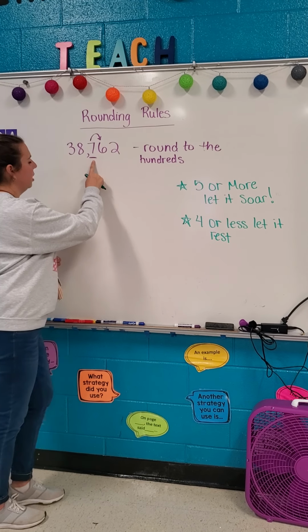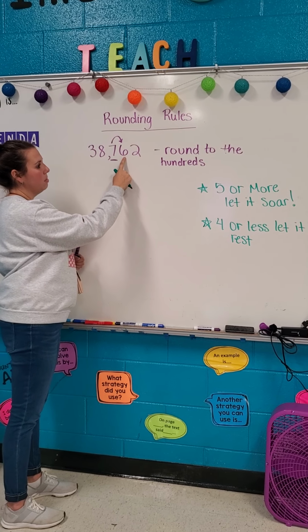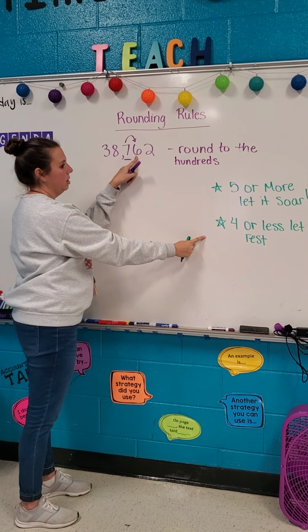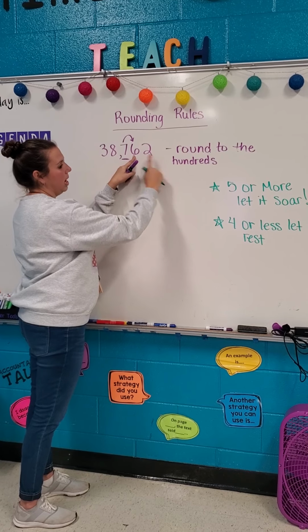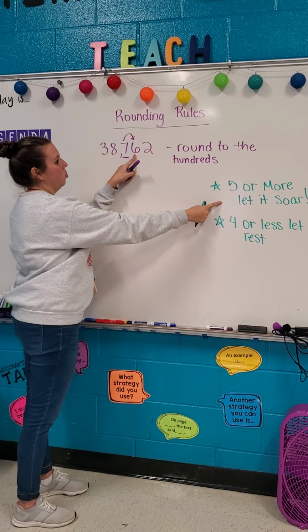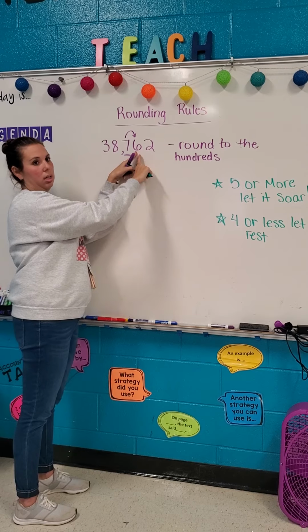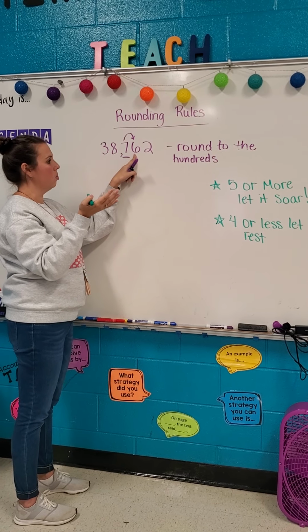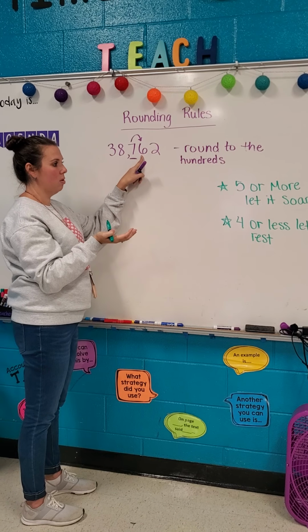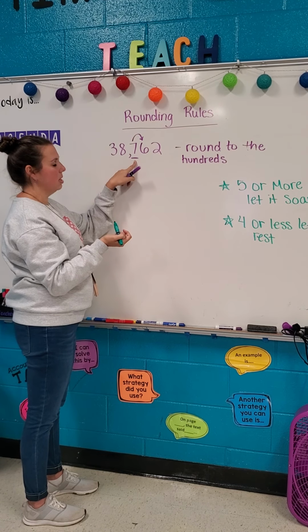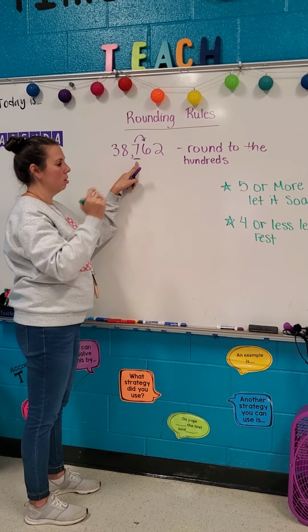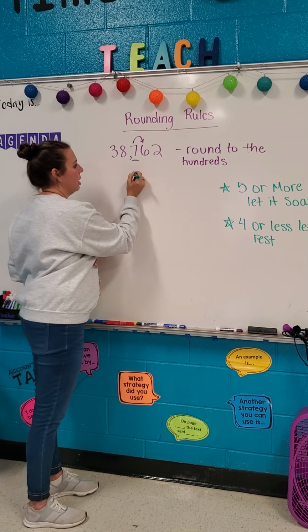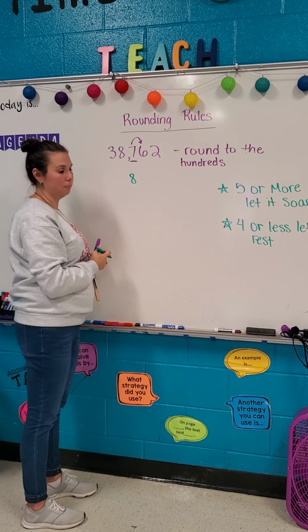Okay, so I've underlined my 7. I'm looking next door to my 6. That's where this little saying is gonna come in handy. If the number you're looking at is 5 or more, you're gonna let it soar. So I'm gonna have to ask myself, is this a 5, 6, 7, 8, or 9? If it's 5 or more, we're gonna let it soar. And it's 6, which we know is more than 5. So then that means this number I underlined is gonna soar or go up. So that means that 7, if 7 goes up, it becomes an 8.